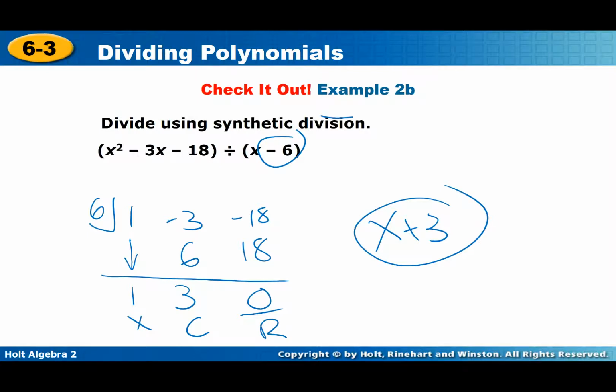Now, synthetic division is a very important method because we're going to talk about, I think in the next video, other uses for it. But I'll let that marinate for now.